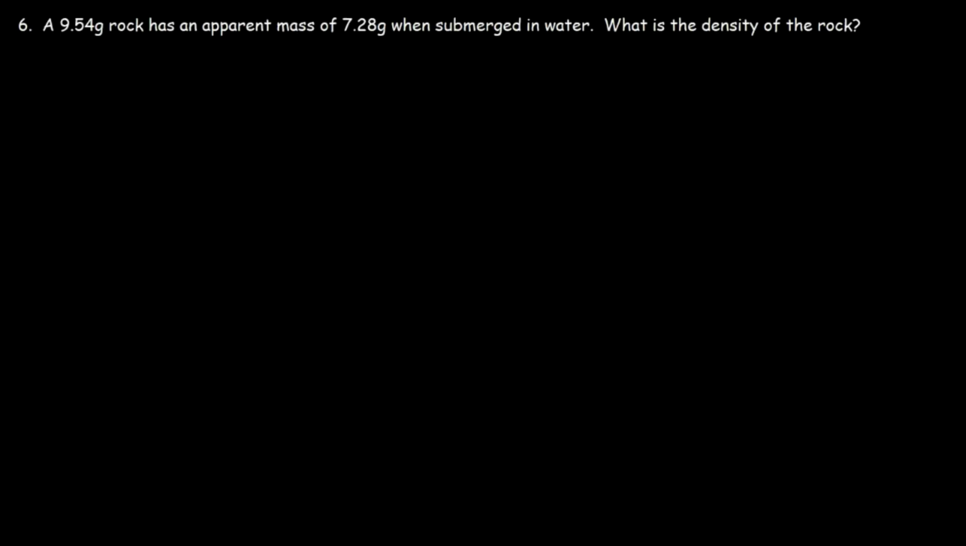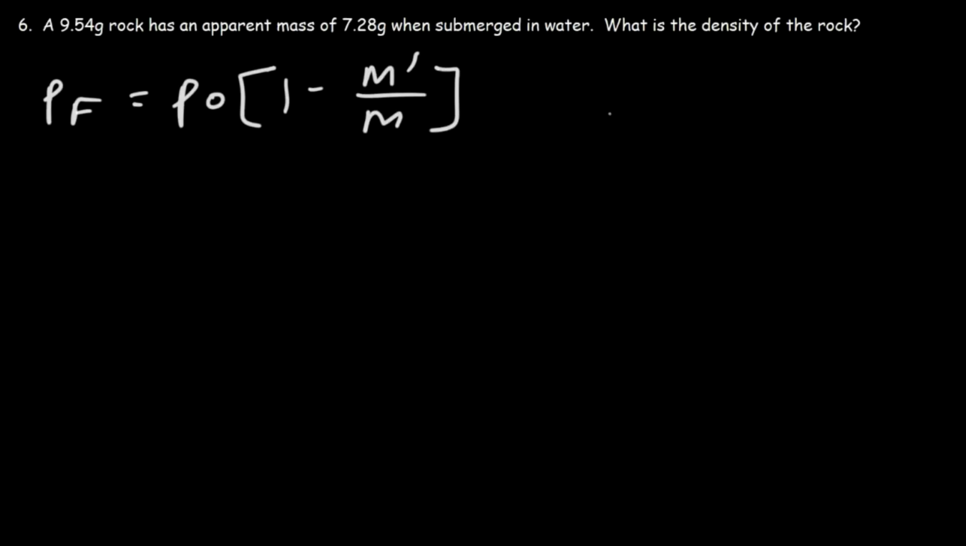Now there's a formula that we could use when dealing with apparent mass problems. The density of the fluid is equal to the density of the object, in this case the rock, times 1 minus the apparent mass divided by the mass of the object. Here's the rearranged formula of this equation. The apparent mass is equal to the mass times 1 minus the density of the fluid divided by the density of the object.